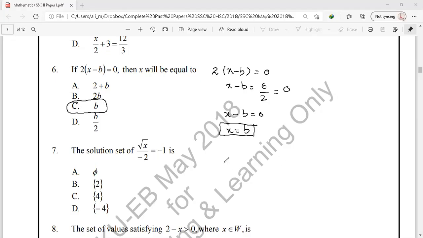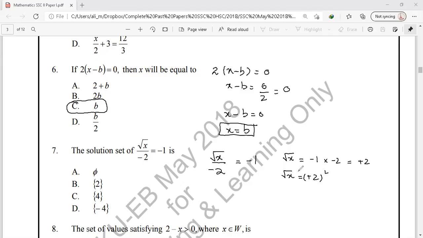Then we have question number 7, and in question number 7, again, we have to find the solution set or the possible values of x. So, square root x over minus 2 is equal to minus 1. Let's take this minus 2 to the other side of the equation. So square root x would be equal to minus 1 into minus 2, that will be equal to plus 2. So square root x is equal to plus 2.